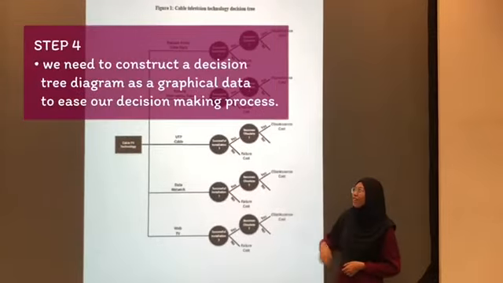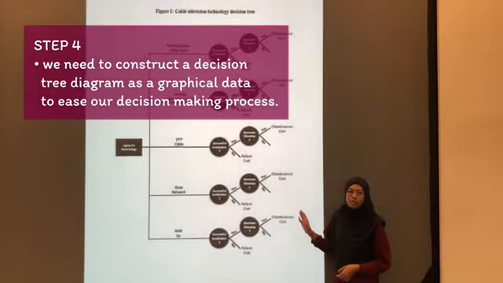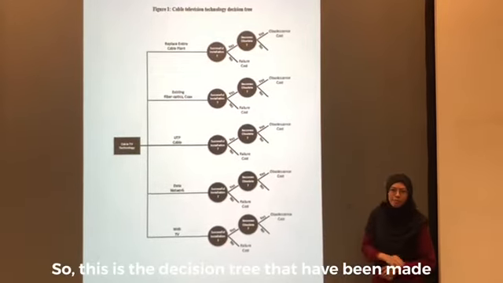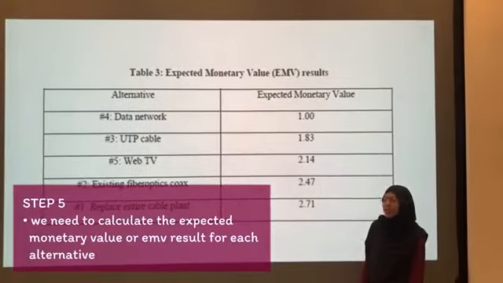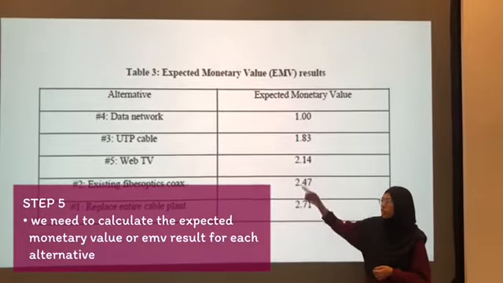Next, we need to construct a decision tree diagram as a graphical display to ease our decision making process. So this is the decision tree that has been made. Last but not least, we need to calculate the expected monetary value, or EMV, result for each of the alternatives.